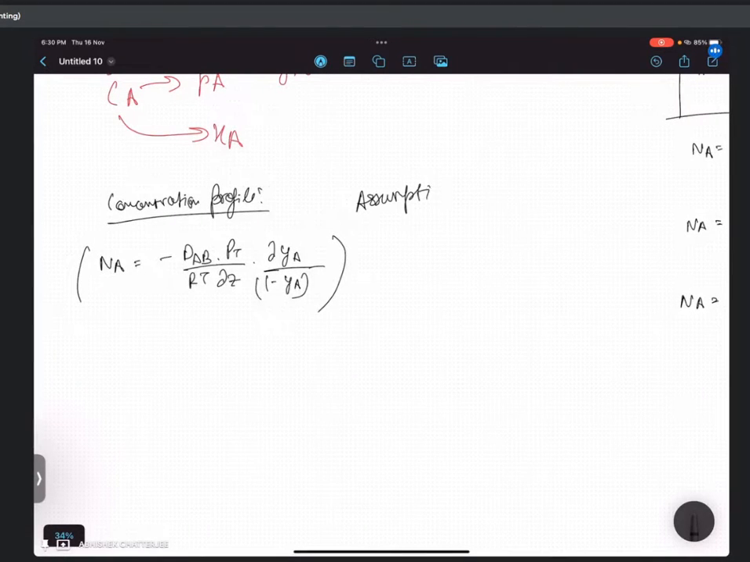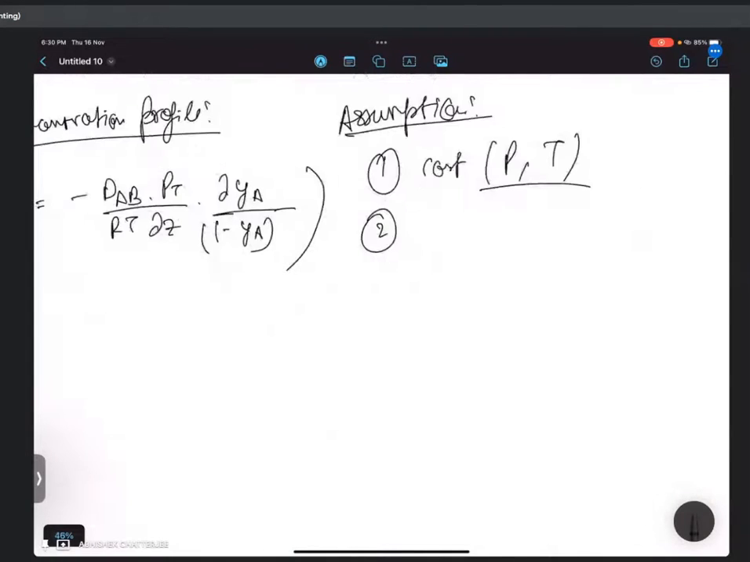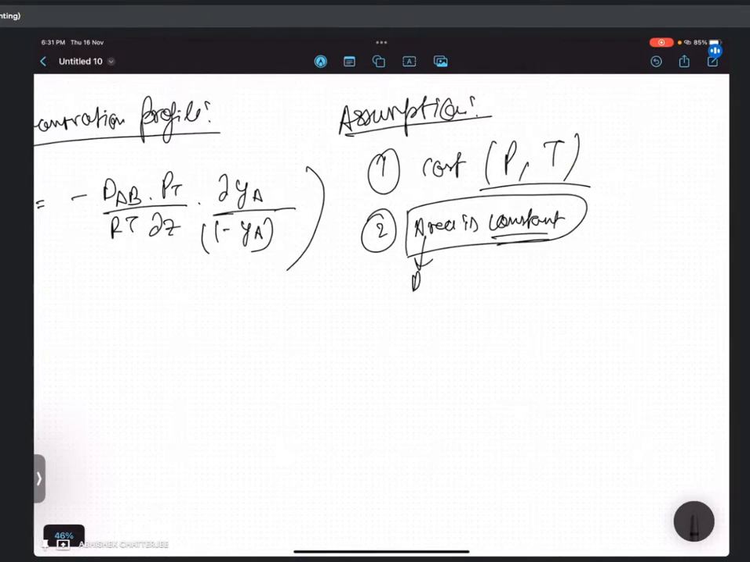Please understand that in these derivations, we take assumptions for all the three cases. What are the assumptions? First is constant temperature and pressure. That's why we took our total pressure to be constant. The second is that the area is constant. This area is known as the diffusion area. Like, your diffusion area is constant.